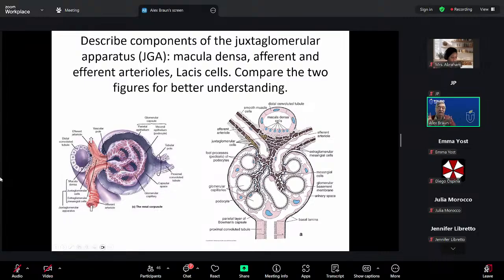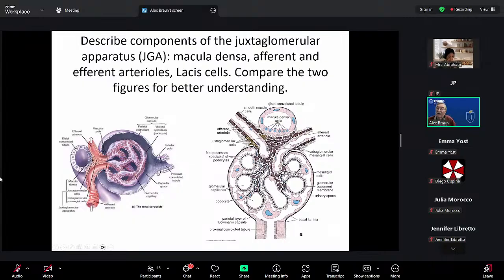So in any case, at the termination of the loop of Henle, the tubule comes back to its parent glomerulus and inserts itself at the vascular pole between the afferent and efferent arteriole. And that's what you're seeing in this diagram here. The termination of the loop of Henle, the so-called distal tubule, if you will, is inserting itself between the afferent and efferent arteriole.